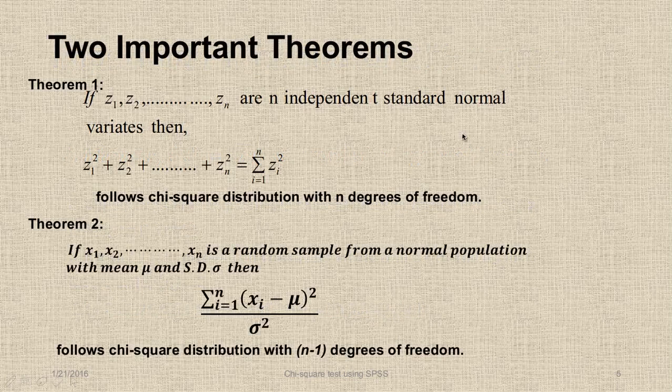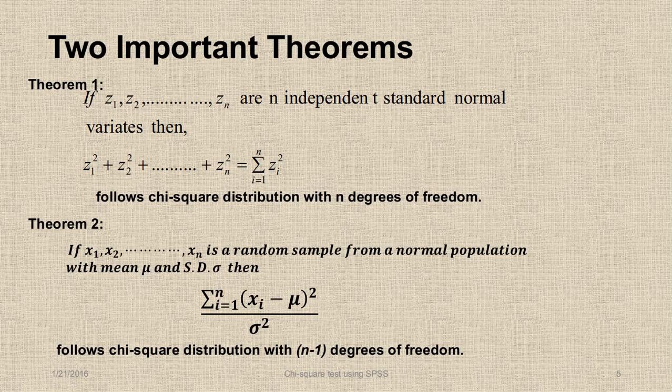Now two important theorems about the chi-square distribution. Suppose there are n independent standard normal variates, z1, z2, up to zn. If we take the square of these individual standard normal variables and take the summation, that is the summation of zi square from 1 to n, this variable will follow a chi-square distribution with degrees of freedom n.